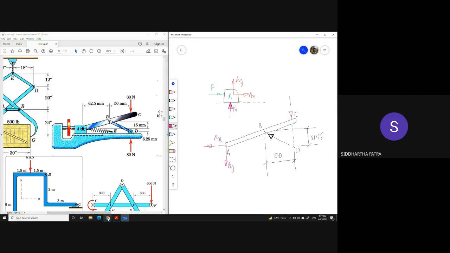So write down now A right here. This block A is so tiny that you can treat it like a particle, which basically means it has only two equations of equilibrium and not the third one.